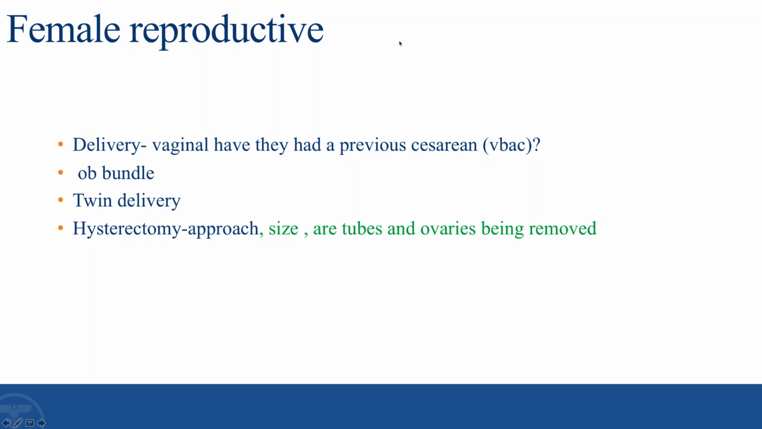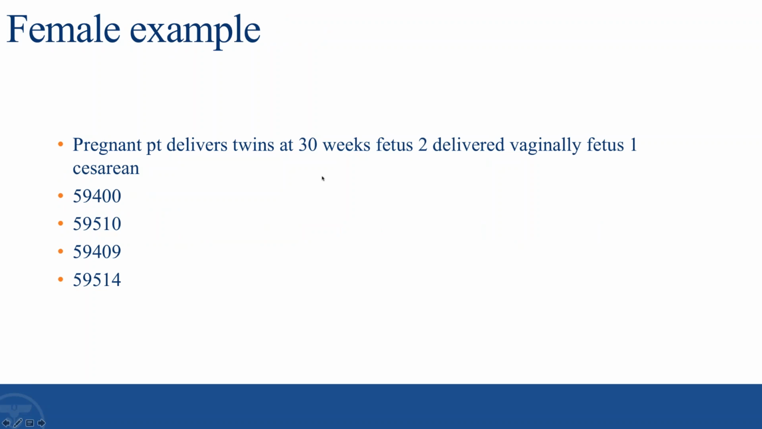All right, so let's see if I thought I had a little question. So here you can see, pregnant patient delivers twins, keyword. Pregnant patient delivers twins at 30 weeks. Fetus 2 is delivered vaginally. Fetus 1, cesarean. That sounds like fun. Okay, so what would your answer be? Can someone place it in the chat box? She delivers twins.